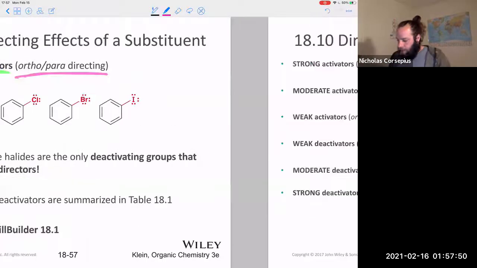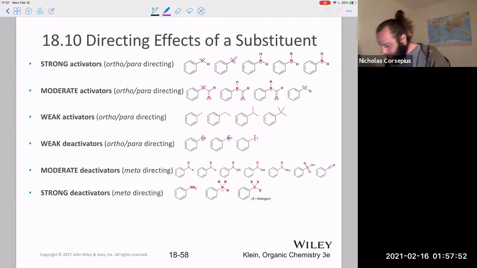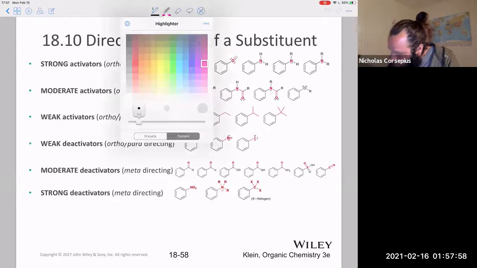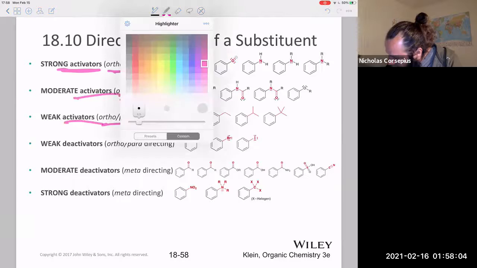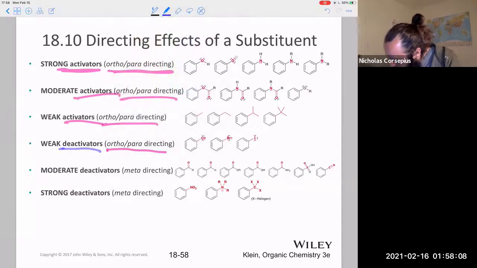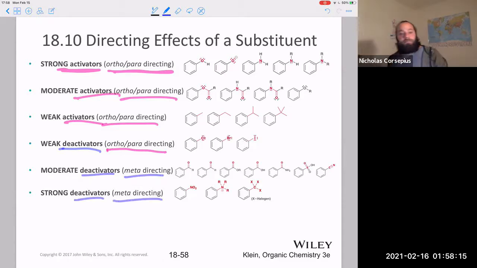So just to sort of summarize things here, I created this slide that just has a nice little summary of everything for everybody. Again, all of our activators are also ortho-para-directors, with the exception of the halogens, which is a deactivator, but ortho-para-directors. All other deactivators are meta-directing. Okay, so just keep that in mind.